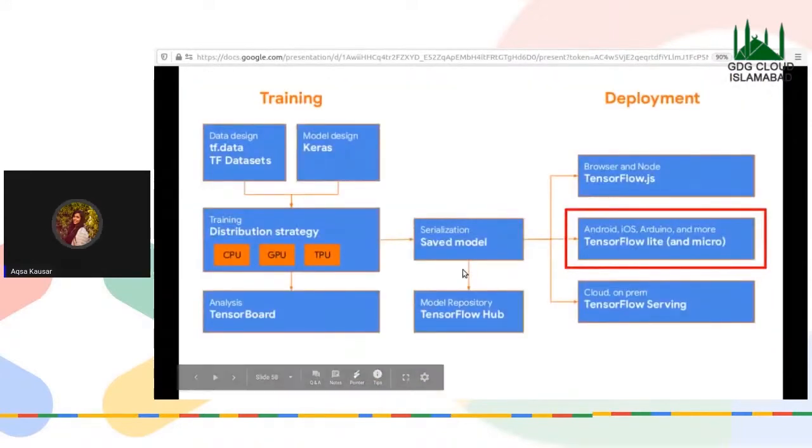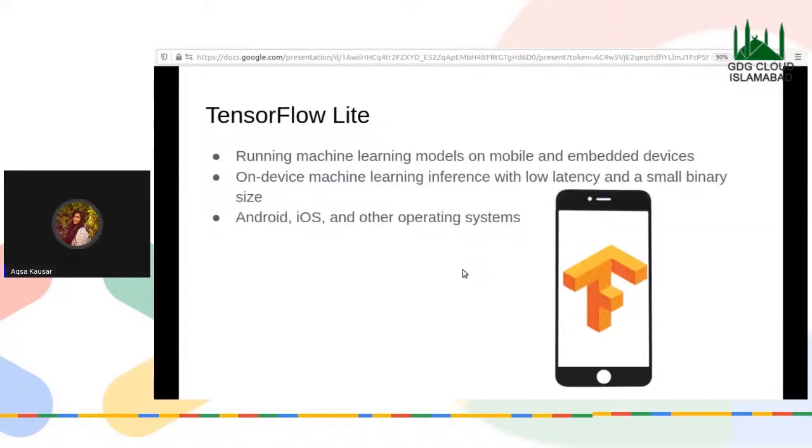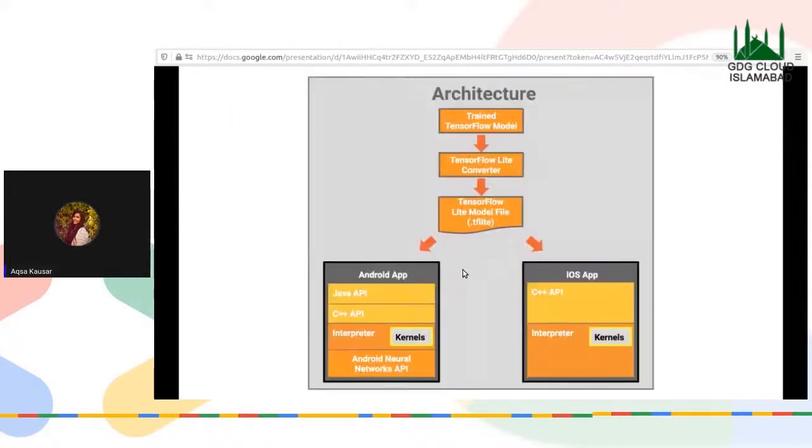So TensorFlow also has TensorFlow Lite. So you can run machine learning models on mobile and embedded devices. So it's not just iOS or Android. It's also, for example, Arduino, etc. The steps to this are simple. You train the model, you use the TensorFlow Lite converter to convert your model to TensorFlow Lite, and then you run it on the applications that you have built, integrating them in your Android app or your iOS app.